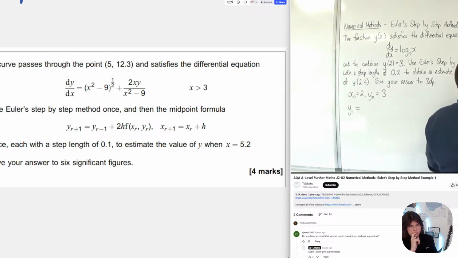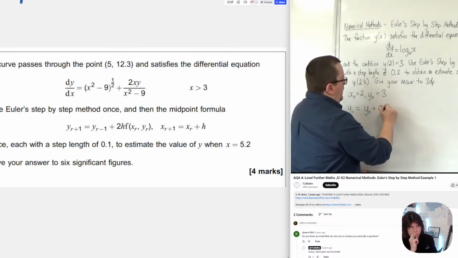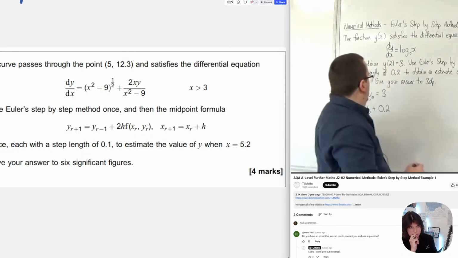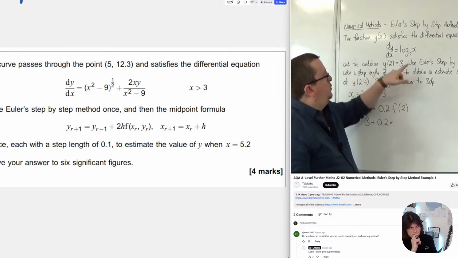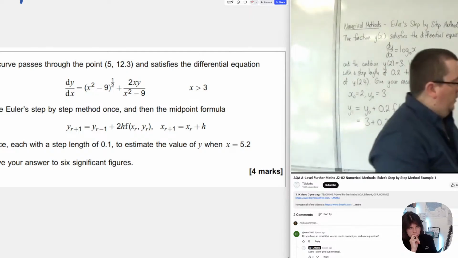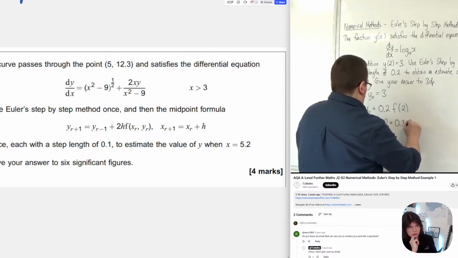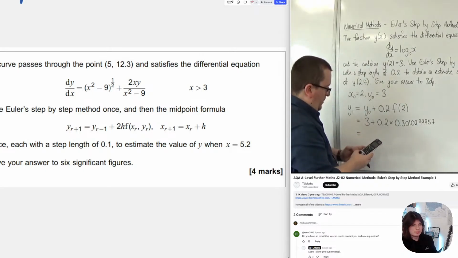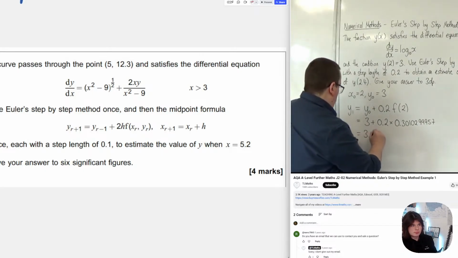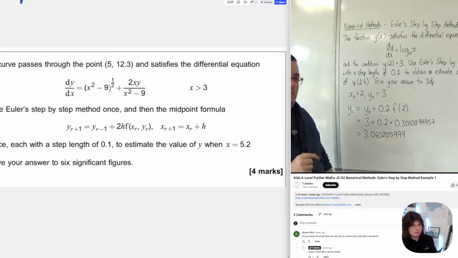The next term in the sequence is the previous term, so y0, plus h, which is 0.2, times f of x0. So that's f of 2. So y0 is 3. F of 2, now I need to substitute 2 into here. So that is log base 10 of 2. So log base 10 of 2 is 0.301029997. So I'm multiplying that by 0.2 and adding 3, and we get 3.060205999. Okay, so that is y1.